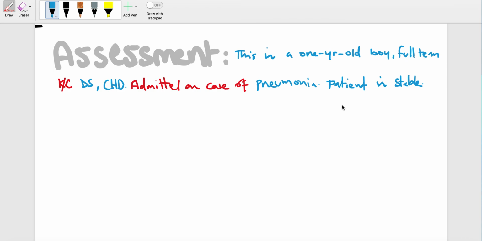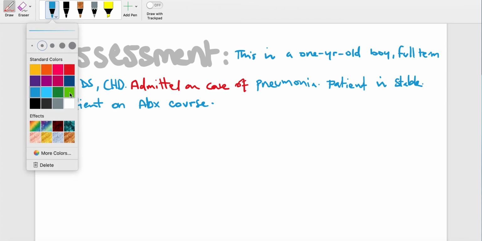So if the patient is not stable, you will say what the situation actually is, okay? And then you can write patient, or you can write directly on antibiotic course, and you can mention the name of the antibiotic, okay? So this is basically the assessment, nothing else, okay?